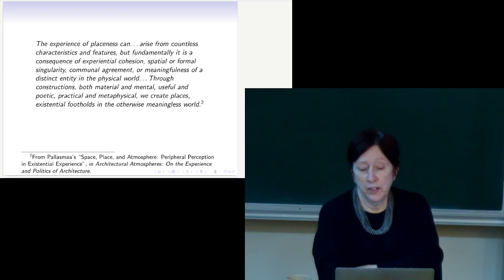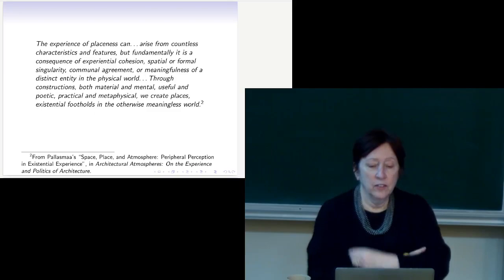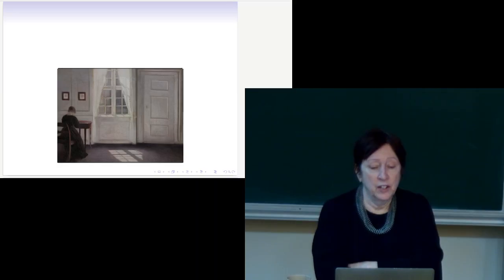So this is an architect writing. This is one of my favorite literatures. The architectural theorists are writing very, very beautifully about place. So next slide. Here's a painting by Vilhelm Hammershøi, the Danish painter. I think the painting conveys this feeling of place.